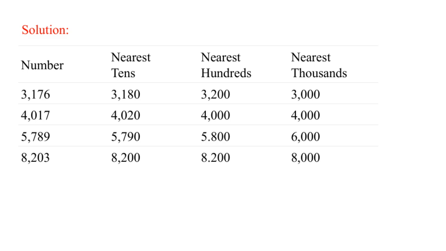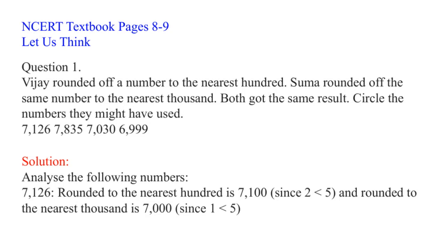Let's look at a number, 7,126. When we round it to the nearest hundred, we get 7,100 because the digit in the tens place is less than 5. Rounded to the nearest thousand, it becomes 7,000, since the hundreds digit is also less than 5.